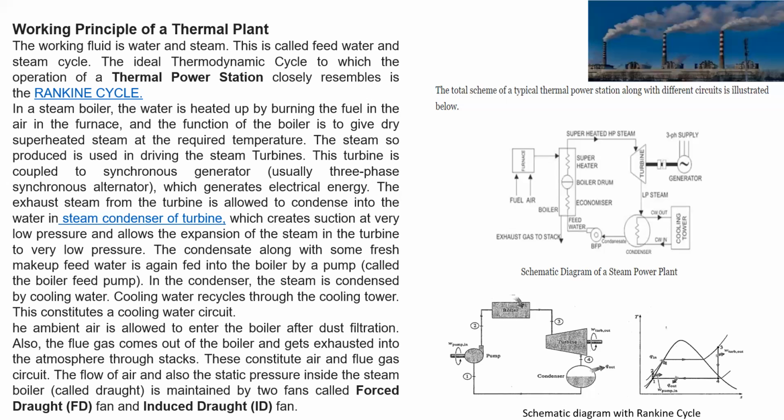And exhaust steam coming out of the turbine is condensed in the condenser with the help of the cooling tower circuit. Then the water is fed to the pump, called the boiler feed pump, and is taken to the boiler for steam generation again. This repeats the cycle. This is in brief about the thermal power plant.